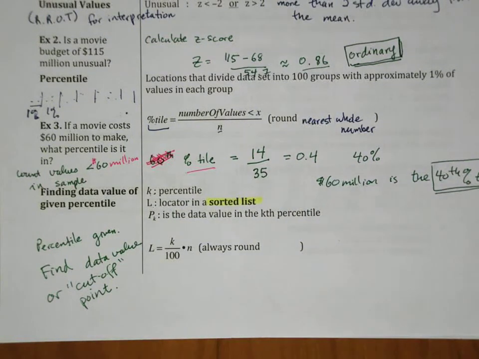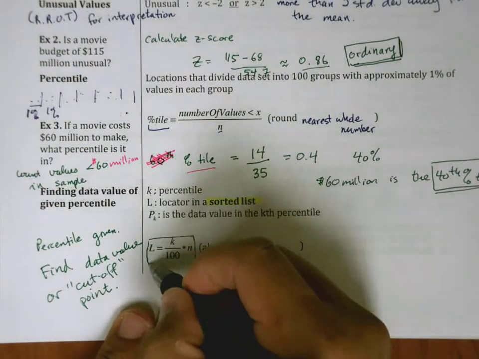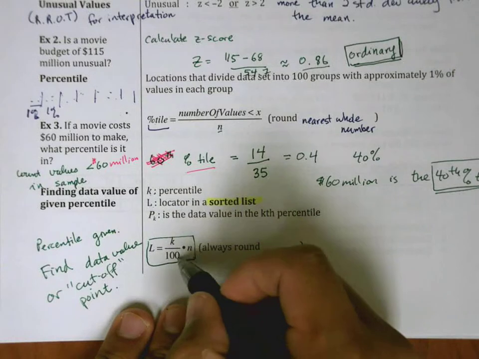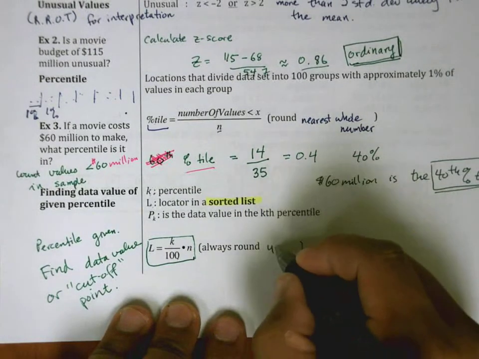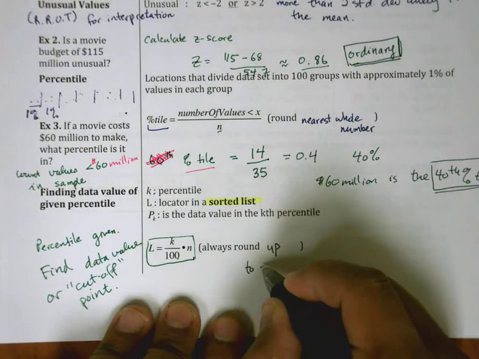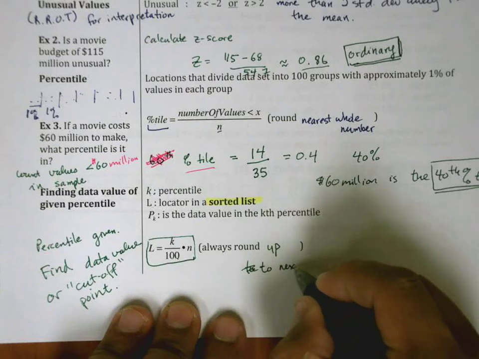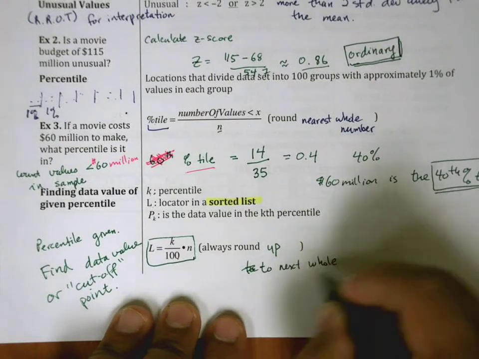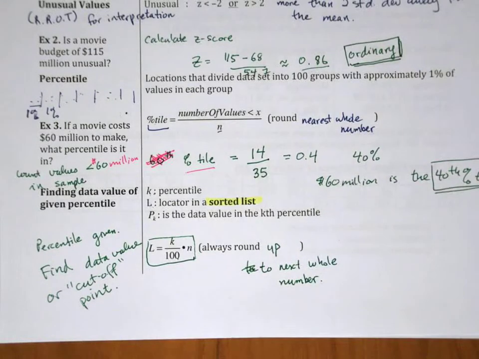Most of the time, on tests and quizzes, it'll be nicely sorted for you. On some occasions, it will not be sorted, and you'll have to recognize that and do it yourself. And this is the formula that we use. So the locator is equal to the percentile divided by 100 times n. Okay? And we always round up to the next whole number. Again, lots of different rounding rules here, so it's important that you are able to keep this straight.